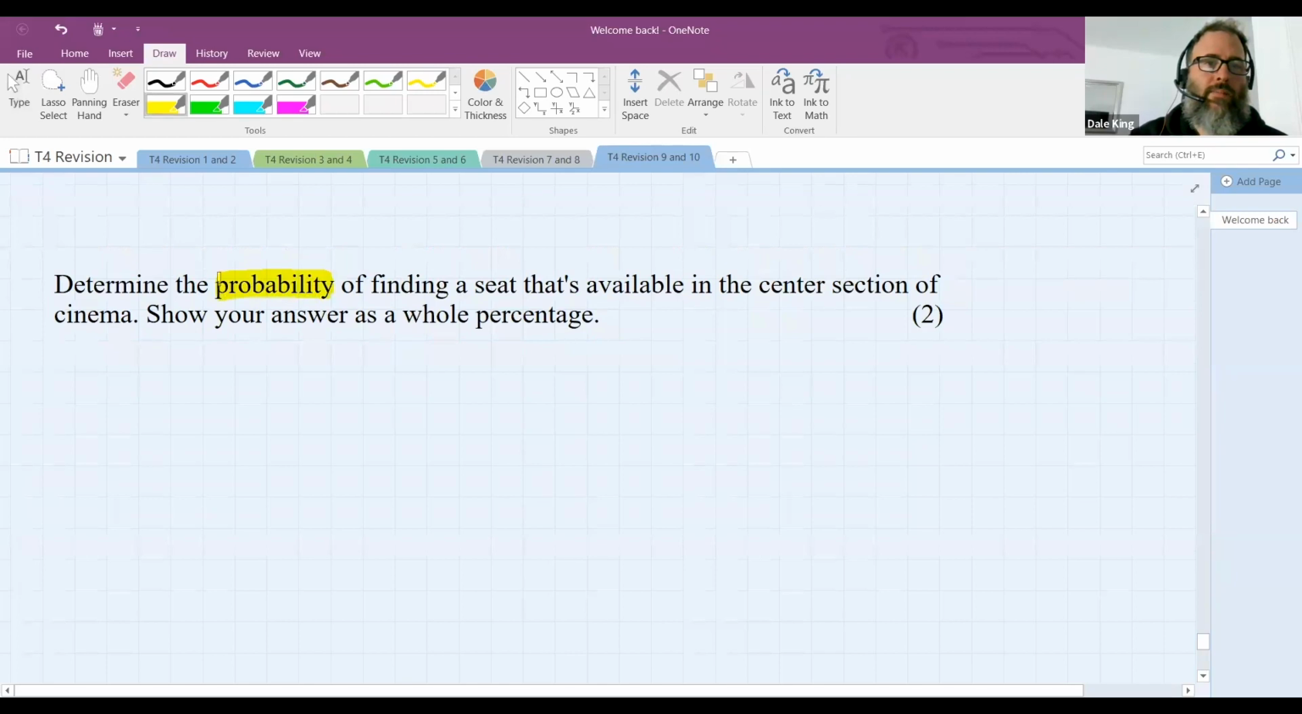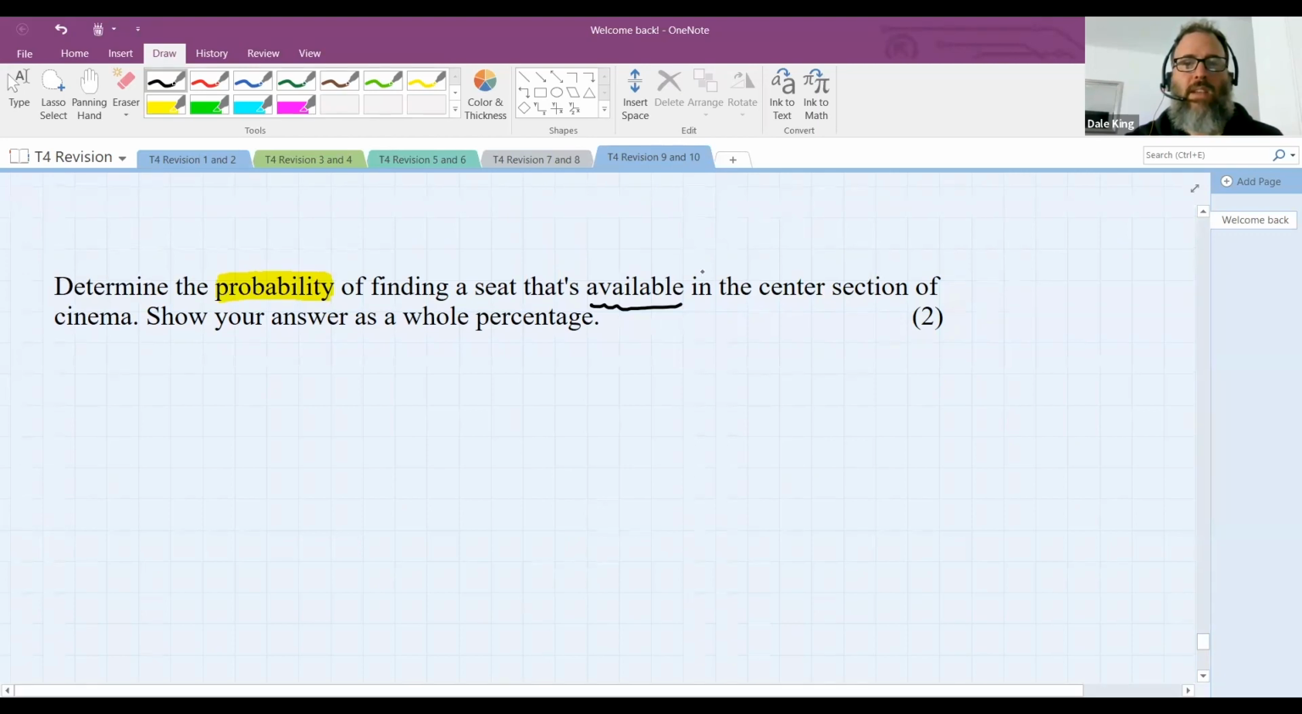Probability. Probability is probably going to be injected in pretty much all of your topics in the exam. Please expect that. Okay. Determine the probability of finding a seat that's available in the center section of the cinema. Show your answer as a whole percentage. What's the probability of finding an available seat in the center section of the cinema?